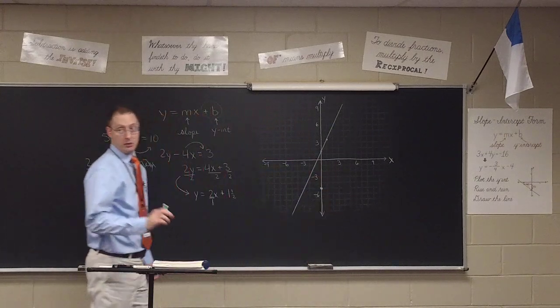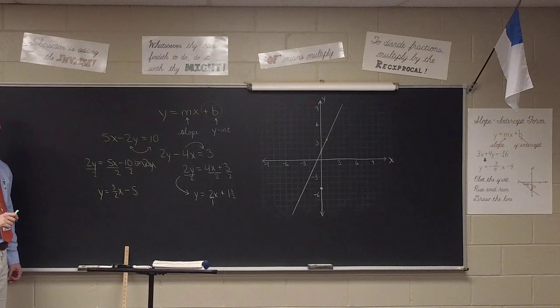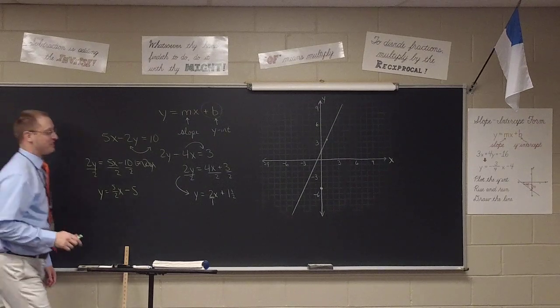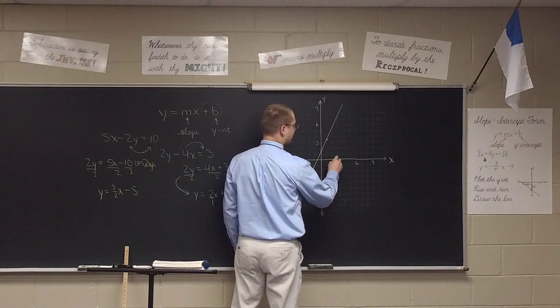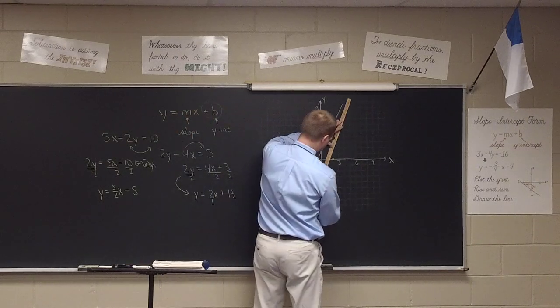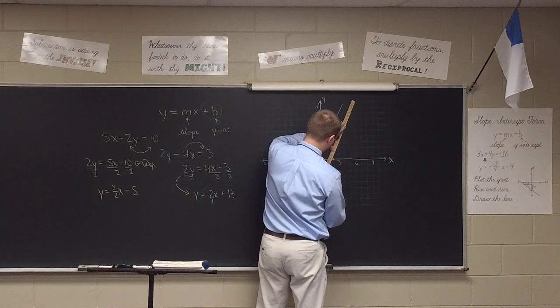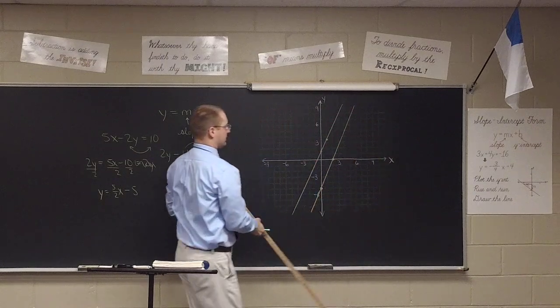And then from there, we should have gone up 5. There we go. Up 5. And then over positive 2. Again, positive slope both times. So both lines will appear to run upward. And we would have gotten a line that looks like this.